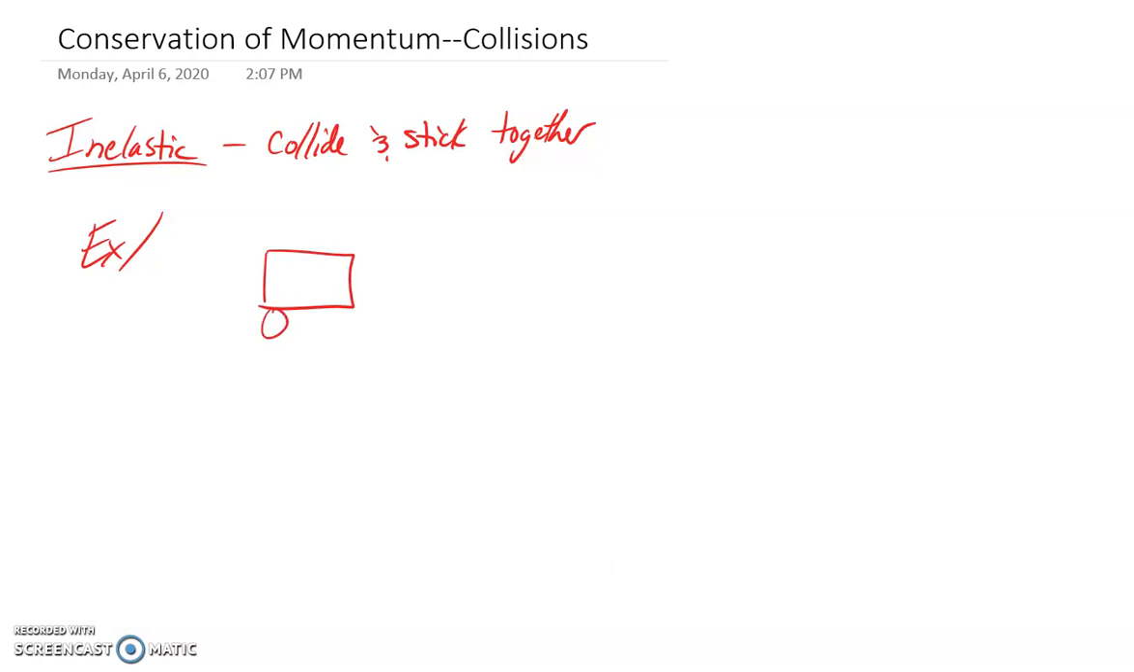I'm going to just draw some carts similar to what you were working with yesterday. We'll say this is our red cart, and it's 2 kilograms, and it's going initially to the right at 5 meters per second. And it's going to collide inelastically with a blue cart with a mass of 1 kilogram. That's going to the left at 4 meters per second.